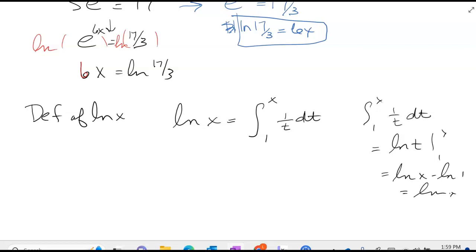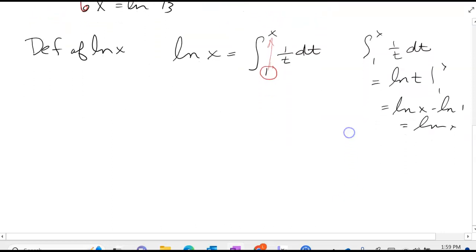Why is this definition important? Normally, we have to work with the absolute value of x. What this definition does is take that away, saying we're going to start at 1 and go to anything. Since 1 is our lower limit and x is our upper limit, it's going to be positive, so we don't have to worry about the absolute value.